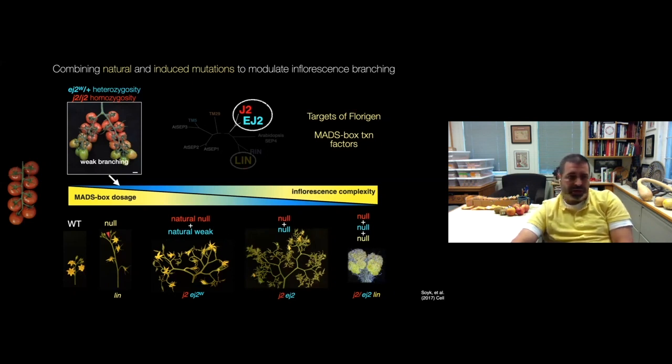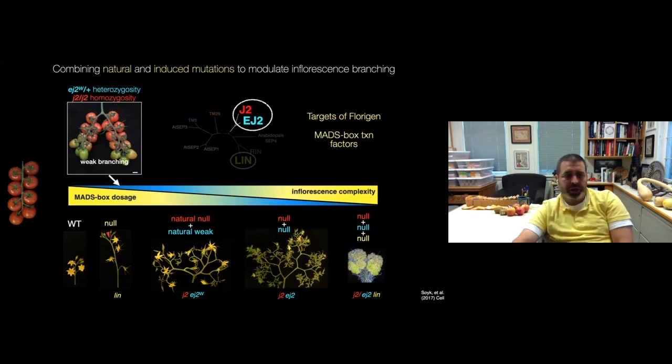But what I want to point out is that by playing with these mutations, both in homozygous and heterozygous conditions, we can tune the dosage levels in such a way that we can find these sweet spots where branching is exactly where we want it in terms of its subtlety, where you don't have this imbalance of vegetative and reproductive growth.